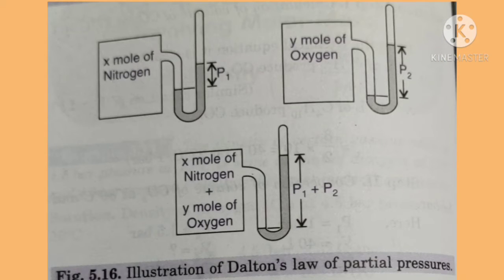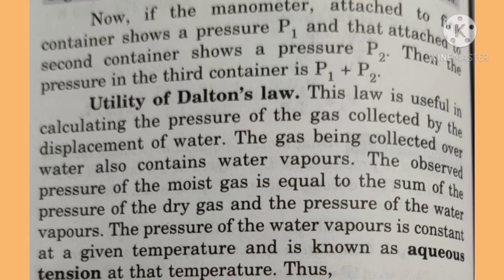Three containers are there. One contains the nitrogen, the other contains the oxygen, and then both are filled in the same container. Then the pressure exerted by the nitrogen is P1, the pressure exerted by the oxygen is P2, and in the third container, the pressure exerted is equal to P1 plus P2. Now, if the manometer attached to the first container shows a pressure P1 and the one attached to the second container shows a pressure P2, then the pressure in the third container is P1 plus P2.